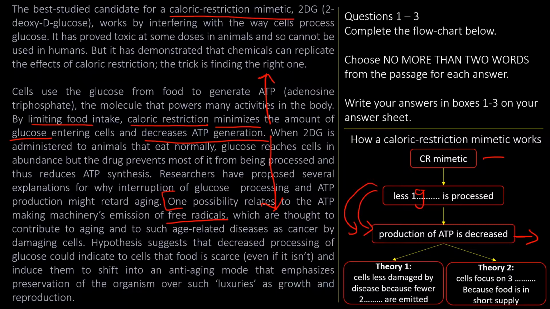One possibility is, as I said here, theory 1 relates to the ATP making machinery's emission of free radicals, which are thought to contribute to aging and to such age-related disease as cancer by damaging cells. See, exactly what they have mentioned here. Cells less damaged by disease because fewer blank are emitted.